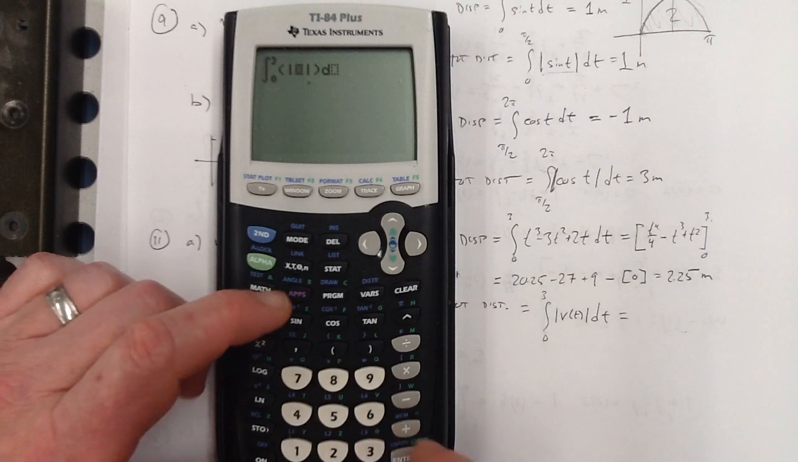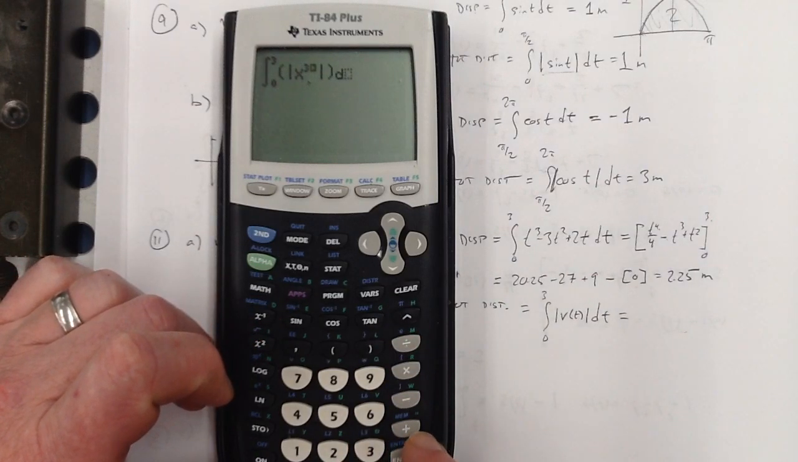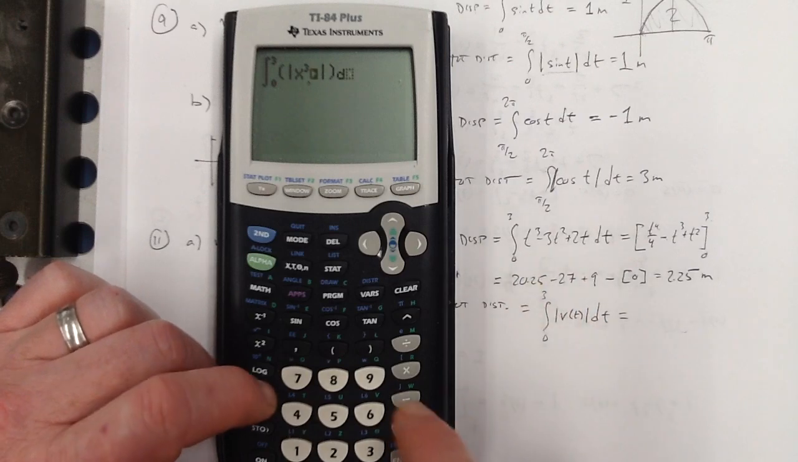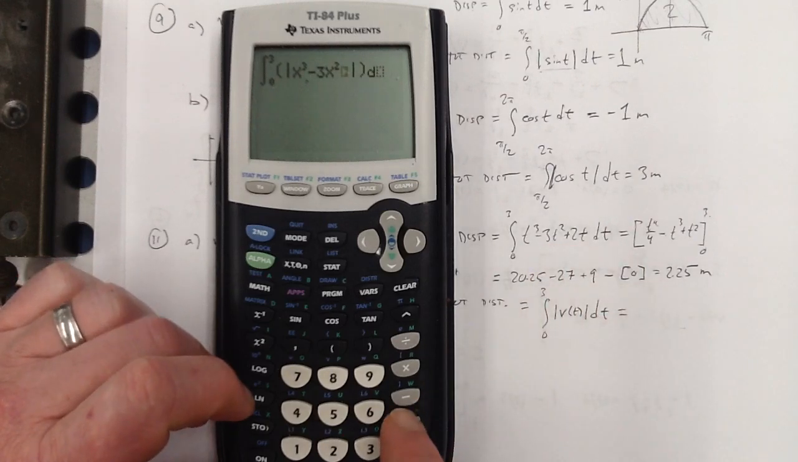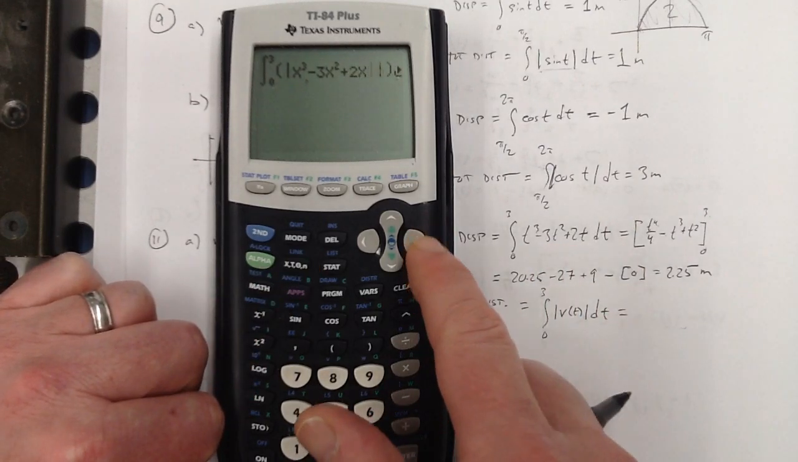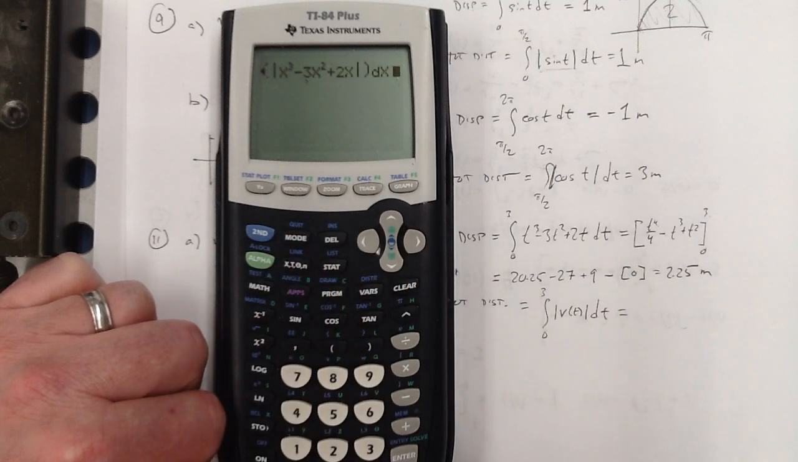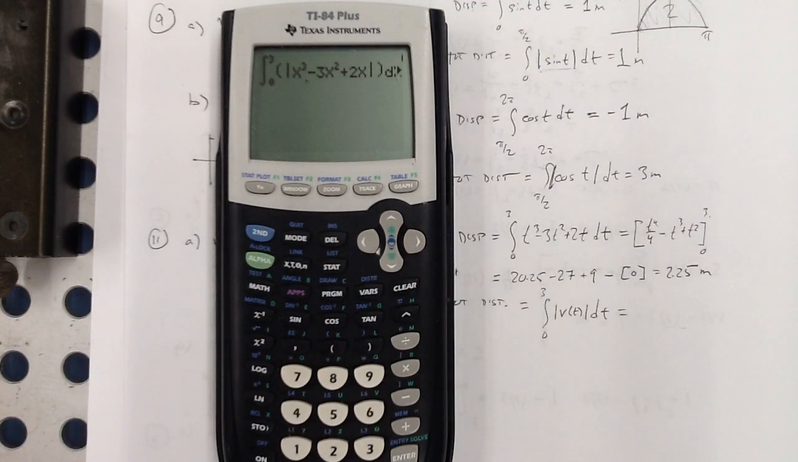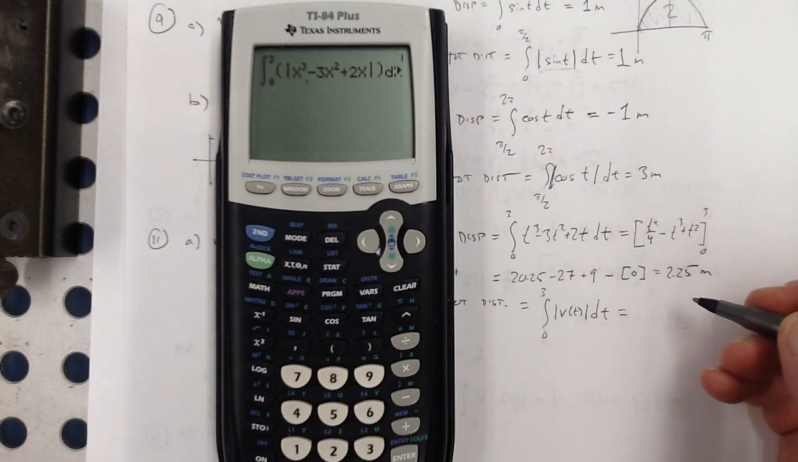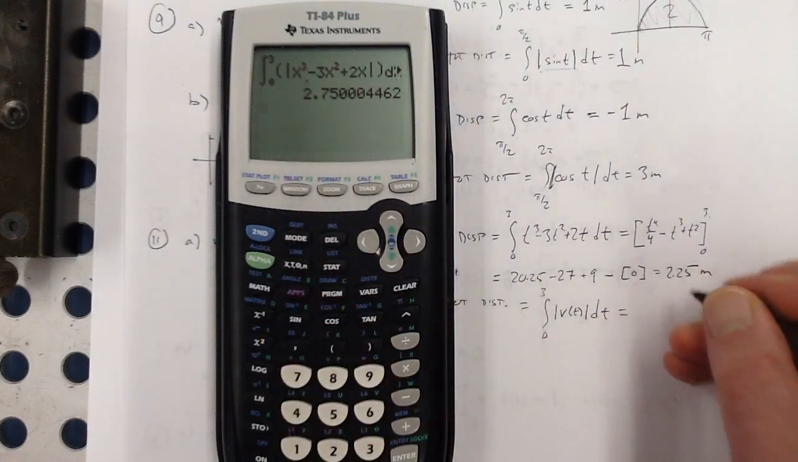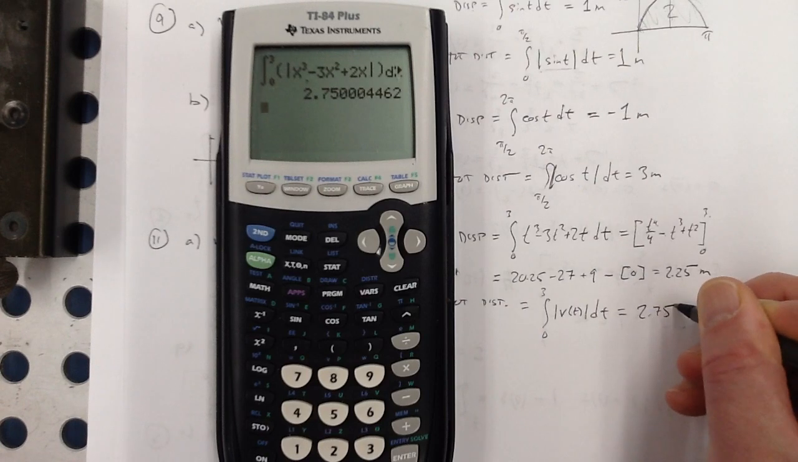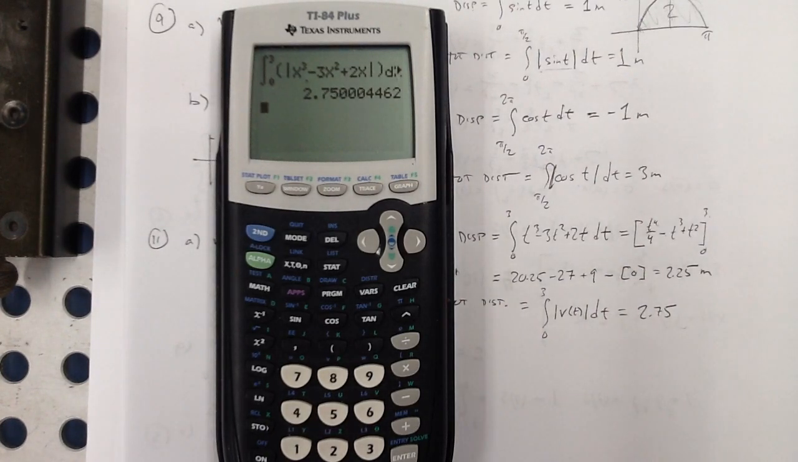And inside I have x cubed minus 3x squared plus 2x dx. And it better be bigger than that. So same deal as before. What do you think the answer is? It's exactly 2.75. All right. Is that correct? It is, according to the book.